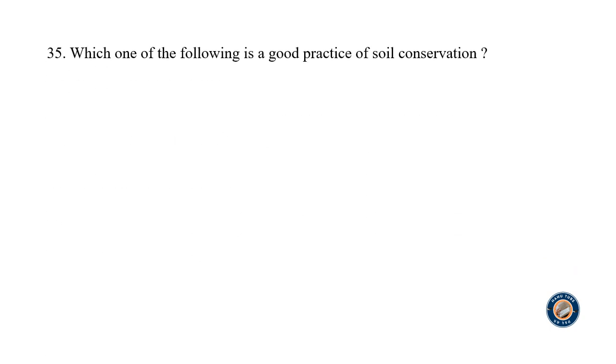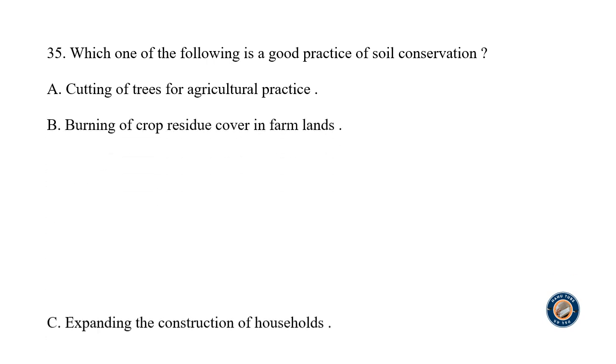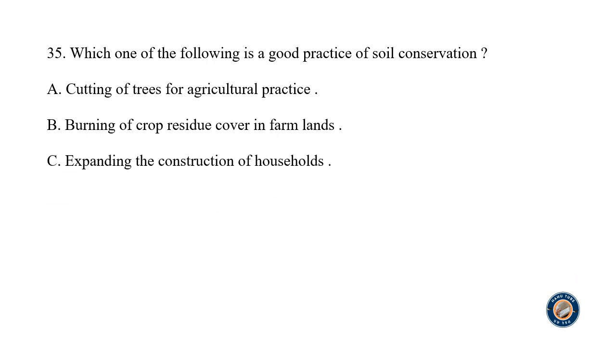Question number 35. Which one of the following is a good practice of soil conservation? A. Cutting of trees for agricultural practices. B. Burning of crop residue cover in farmlands. C. Expanding the construction of households. D. Counterplowing and terracing farmlands.